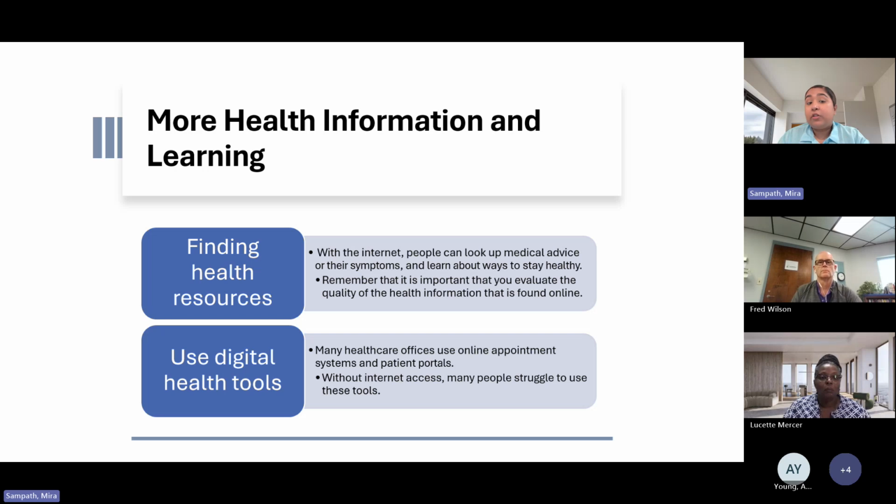So, in the context of health information and learning, if you have access to broadband, it can be a lot easier to find health resources. With the internet, people can look up medical advice or they can Google their symptoms and learn about ways to stay healthy. We do want to emphasize, of course, that it's important to evaluate the quality of the health information that you find online. Not all the information that you can find is reliable. However, there is a lot of reliable information out there, but people just need the skills necessary to be able to locate that information. And that can be really helpful, and using digital health tools.